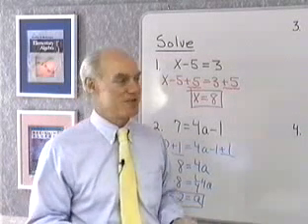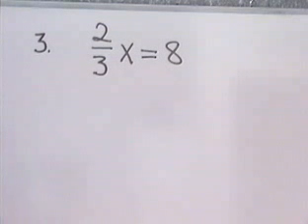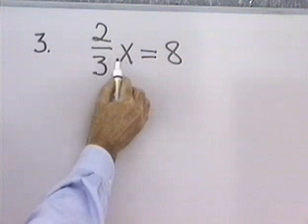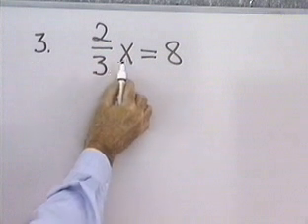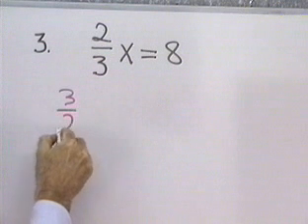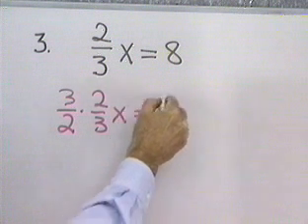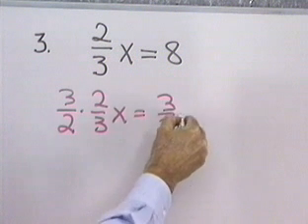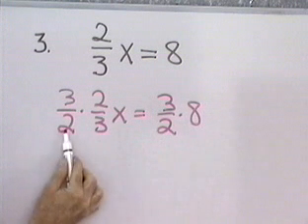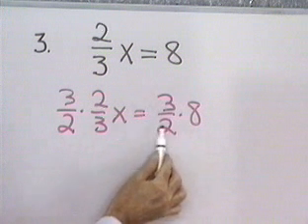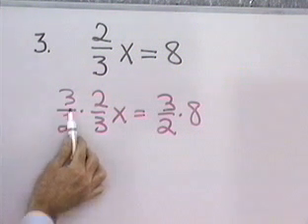Let's look at our third equation. 2/3 x is equal to 8. I want to solve this for x. I notice that I have 2/3 x on the left side. I want just 1x. So I'm going to multiply this left side by the reciprocal of the coefficient of x. So 3/2 times 2/3 x is equal to 3/2 times 8. If I multiply the left side by 3/2, I have to multiply the right side by 3/2 also, and that is the multiplication property of equality.